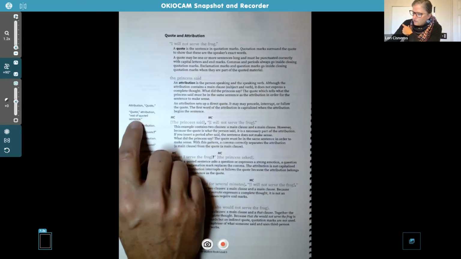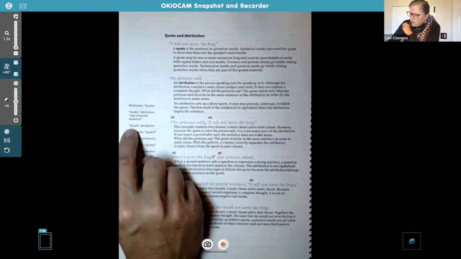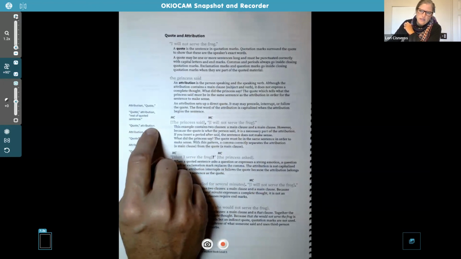Attribution, and then the rest of the quoted sentence. So you would use a comma there. So sometimes you can break up what they say by putting the attribution in the middle. Here, if the quote comes first, you would capitalize the first word of the quote, comma, and then the attribution is lowercase, unless, of course, it's a name.